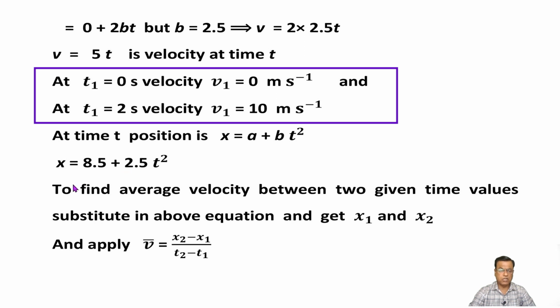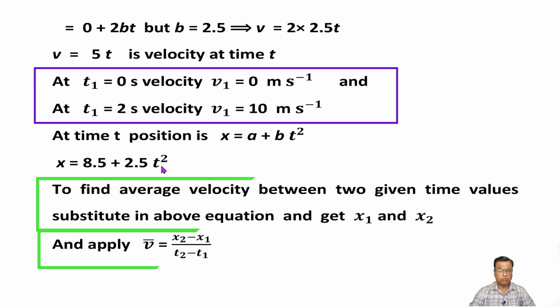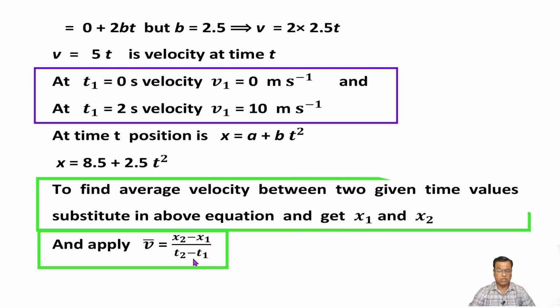Now average velocity find करने के लिए, so to find average velocity between two given time values, substitute in above equation. यहाँ दो टाइम की वैल्यू सब्स्टिट्यूट करना है, दो टाइम के लिए हमें मिलेगा x1 and x2, and after this apply v bar equal to x2 minus x1 upon t2 minus t1. So to find average velocity, this is the formula, right?